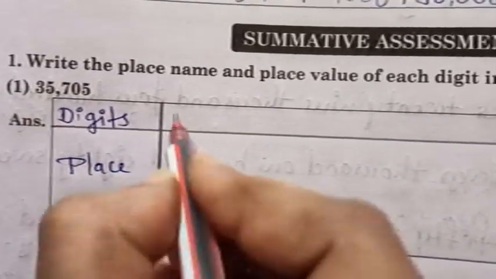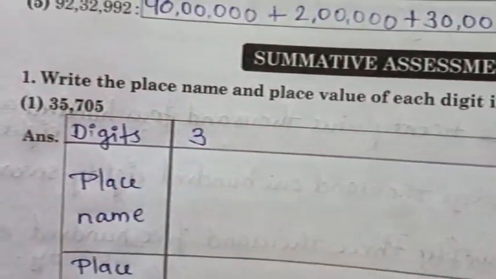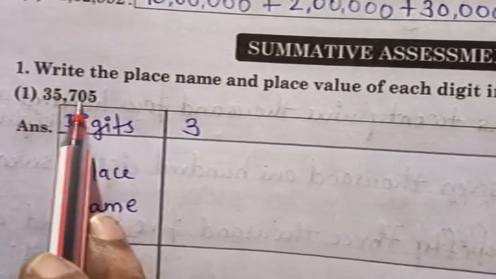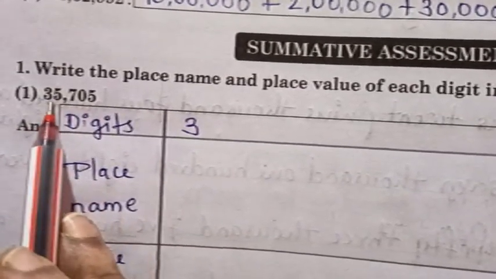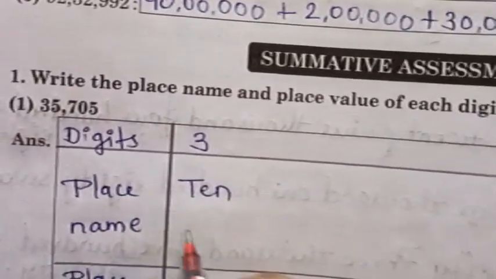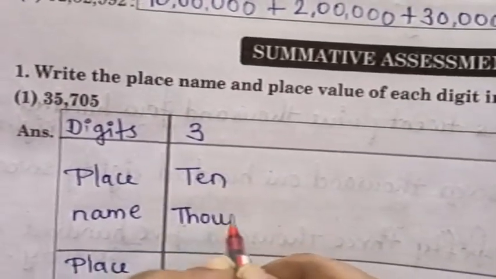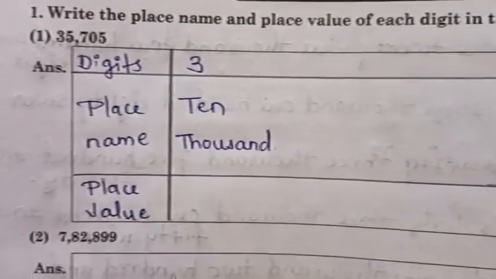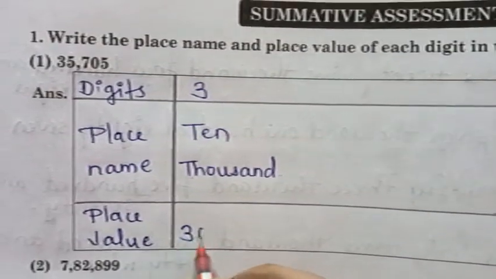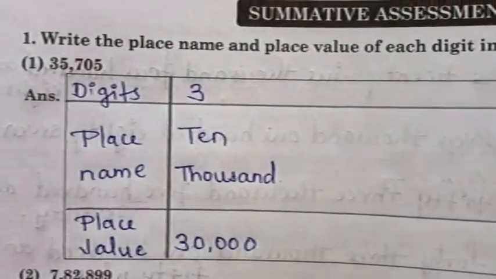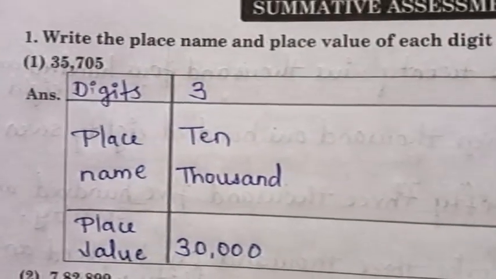Okay, so your first number is 3. In digits first we'll write 3. 3 is at which place? Units, tens, hundreds, thousands, ten thousands. It is at the 10,000's place. So you'll write your place name, that is 10,000. Then what is its value? 4 zeros. Is that clear? So the digit 3 is done.